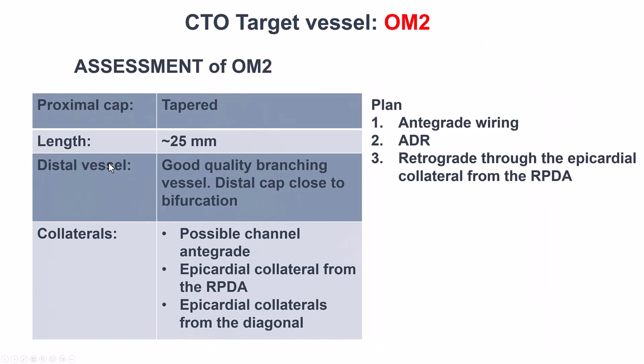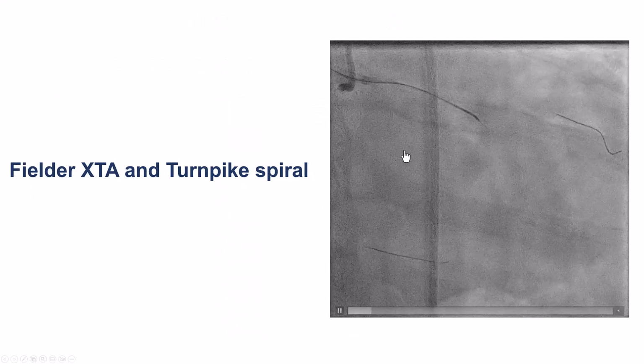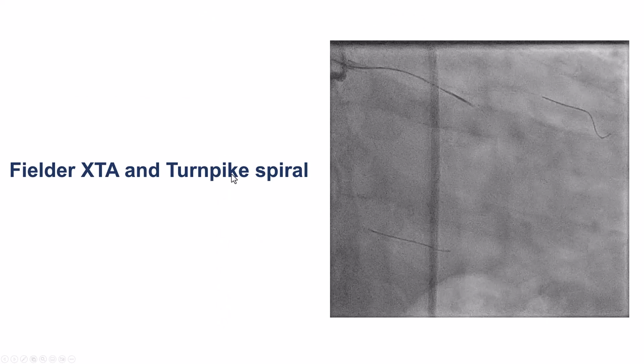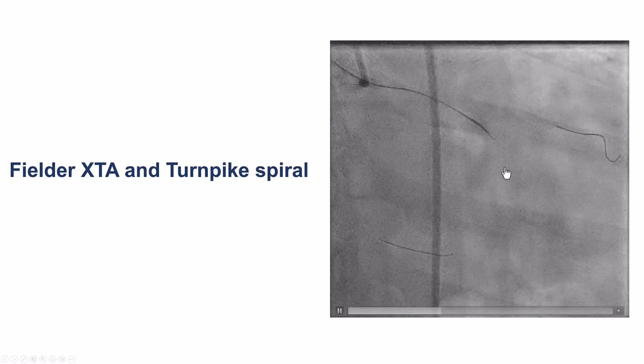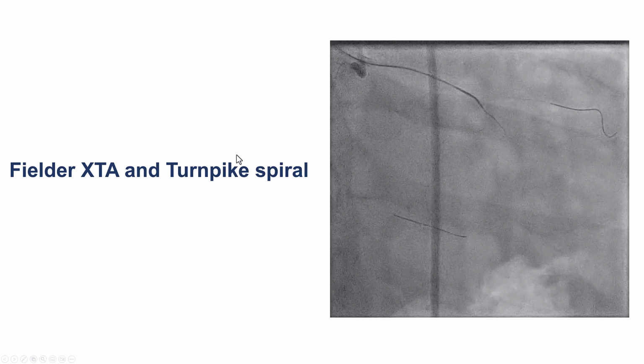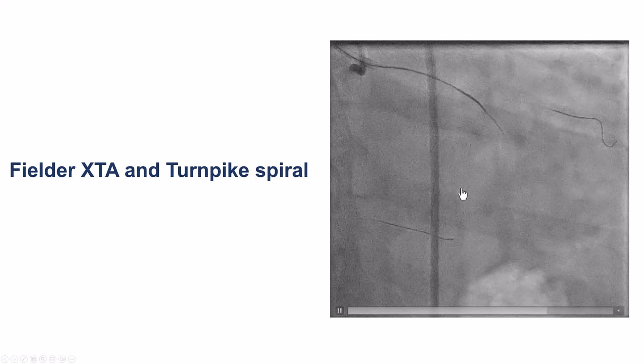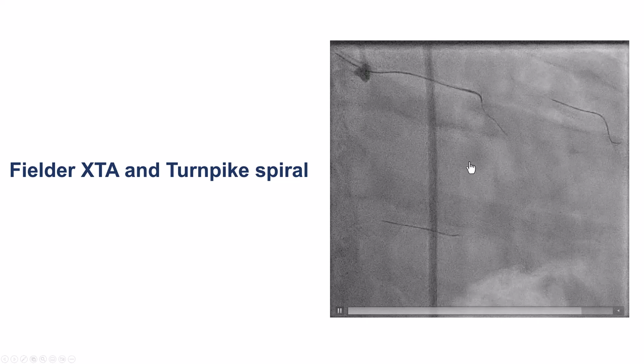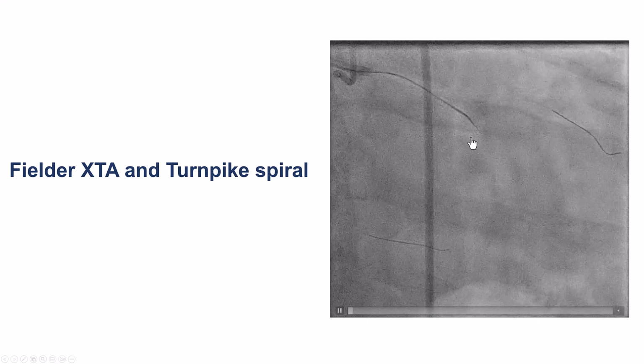So based on this, we decided to first try with antegrade wiring and ADR, leaving retrograde as the last resort because of the small size of the epicardial collateral branches. So we tried to cross using a Turnpike Spiral and a Fielder XTA guide wire. That made some progress. The Turnpike Spiral can potentially provide some support by having this thread that screws into the lesion.